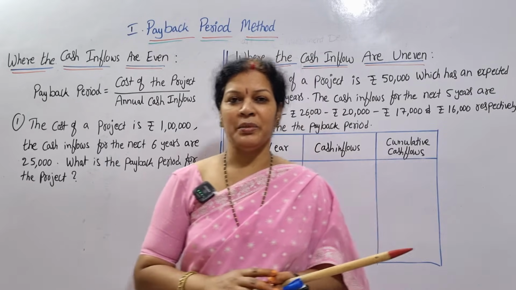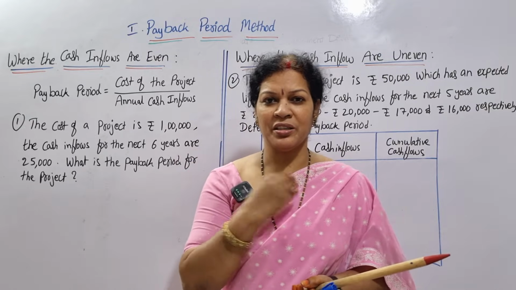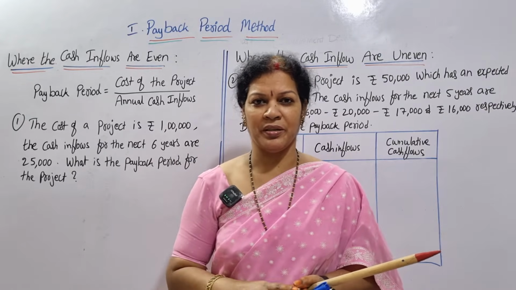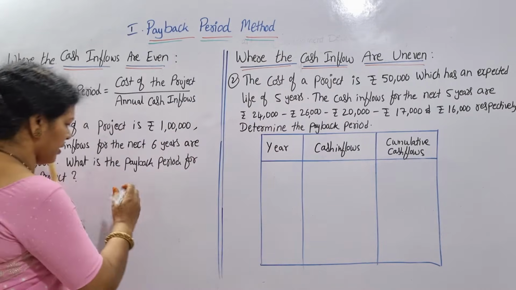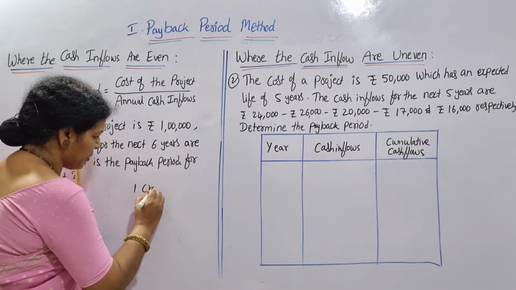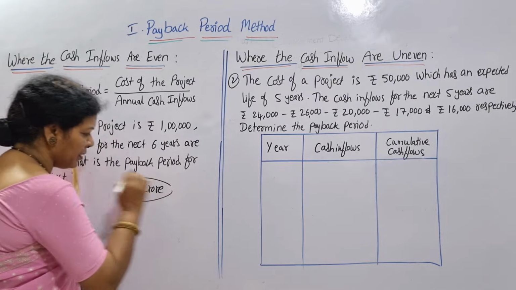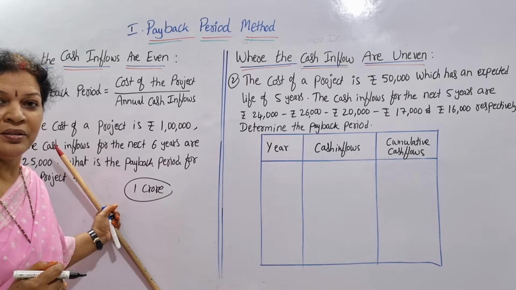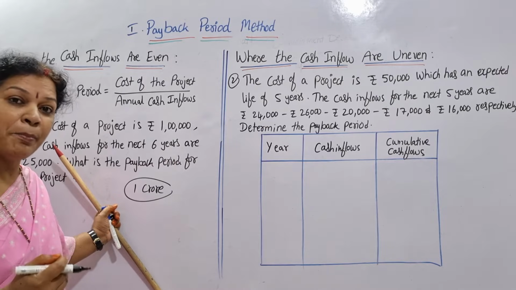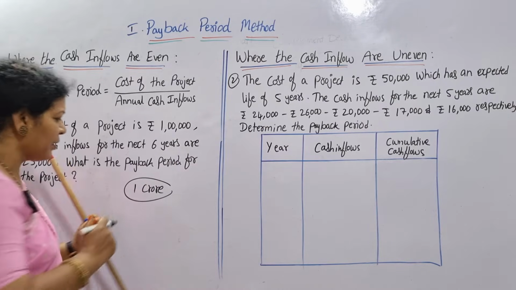Payback period method means when I'm investing, suppose say, 1 crore rupee. If I am investing 1 crore rupee, in how many years I am going to get back my 1 crore rupee? In how many years? That is payback period method.